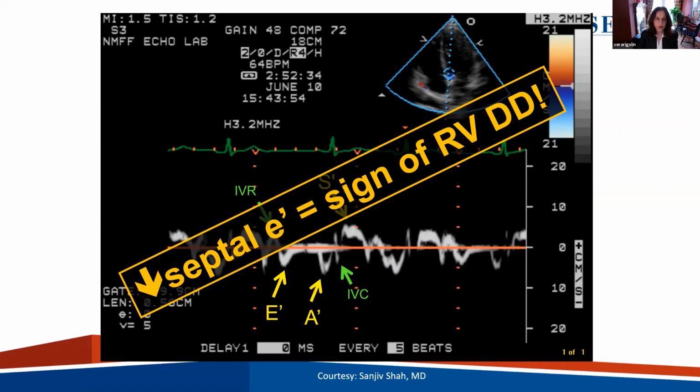Now, we also know that a reduced septal E prime can also be a sign of RV diastolic dysfunction. So if you have a big discrepancy between your E prime waves in the medial annulus versus the lateral annulus, take a good look at your right ventricle, because you may be picking up the function of the right ventricle when you're measuring the septal E prime velocity, and it may also be a clue that you have right ventricular dysfunction.